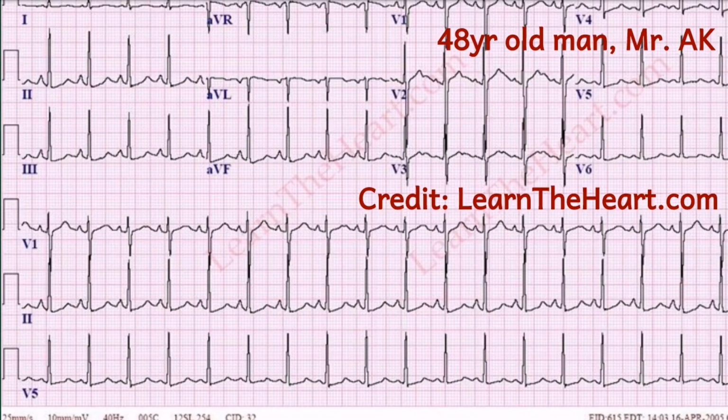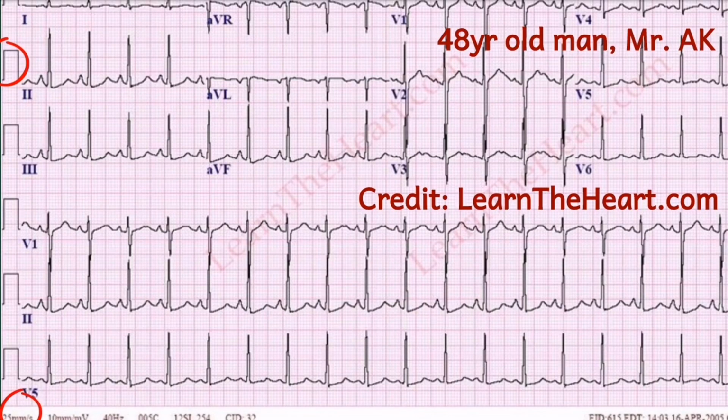After doing that, the next thing is to ensure the calibration and speed are standard. And as you can see, this strip has a standard calibration because the calibration marker here, as indicated, is 10 millimeters high and 5 millimeters wide. And also, the ECG has a speed of 25 millimeters per second.